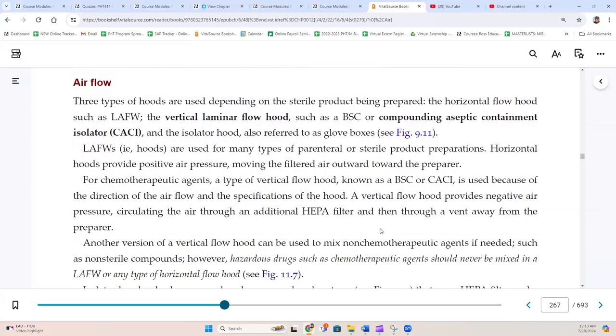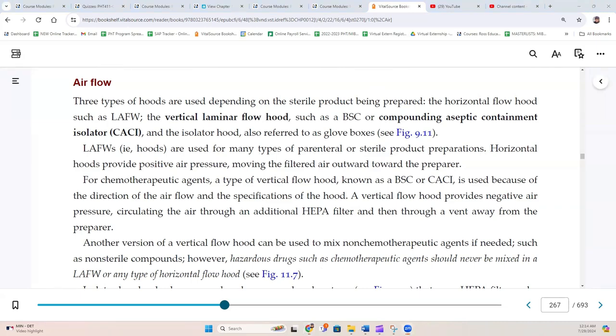Three types of hoods are used depending on the sterile product being prepared. The horizontal flow hood, such as a LAFW, the vertical laminar flow hood, such as a BSC or compounding aseptic containment isolator, and the isolator hood, which is also referred to as a glove box. LAFWs are used for many types of parenteral or sterile product preparation. Horizontal hoods provide positive air pressure, moving the filtered air outward toward the preparer.